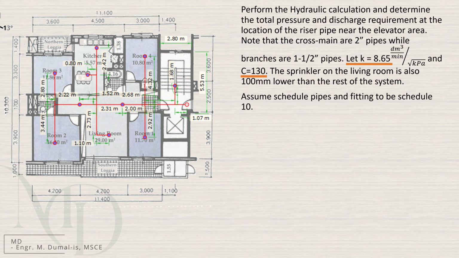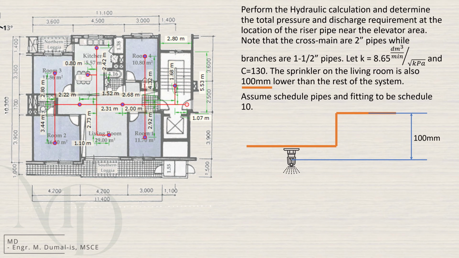Also provided in the problem are the values of the K factor and the C value. Remember that the K factor applies to the sprinkler heads. It represents the discharge constant that relates the flow and the pressure at each sprinkler. On the other hand, the C value is used for the pipes. It refers to the roughness coefficient that affects the amount of friction loss along the pipe. So as we go through the calculations later, keep in mind that K is for the sprinklers and C is for the pipes.